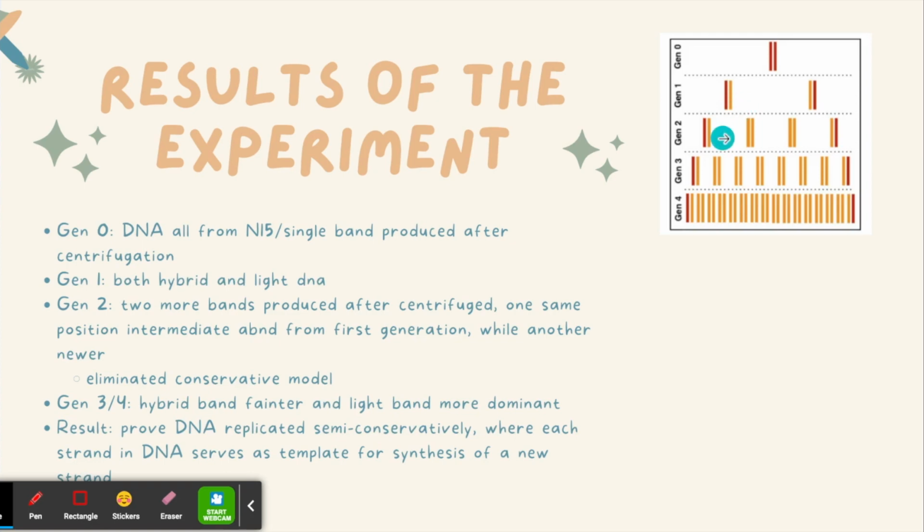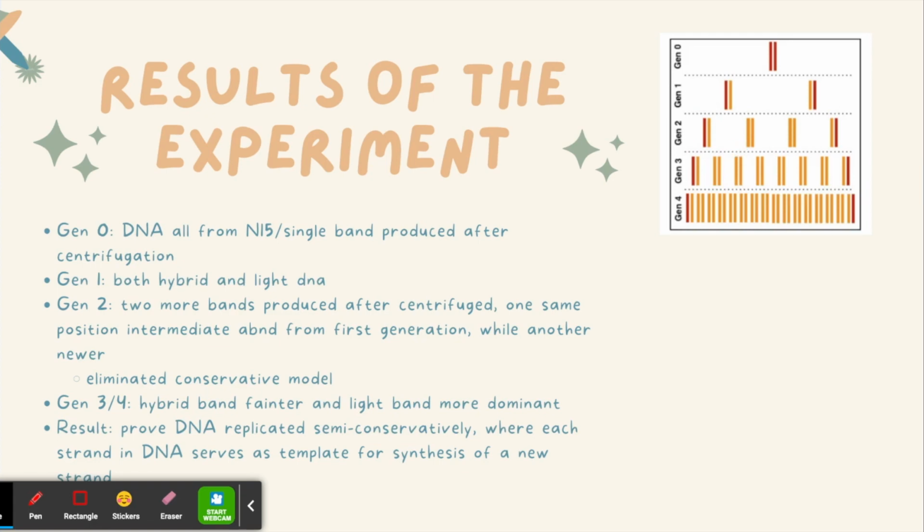Then the DNA was extracted and centrifuged, which showed the separate densities by two distinct bands. The intermediate band showed that the DNA molecules made in the first round of replication were a hybrid of light and heavy DNA, rejecting the conservative model. We were also able to reject the dispersive model because there would have been double-stranded DNA with both strands having mixtures of N15 and N14. However, we can see that they are completely separate strands.